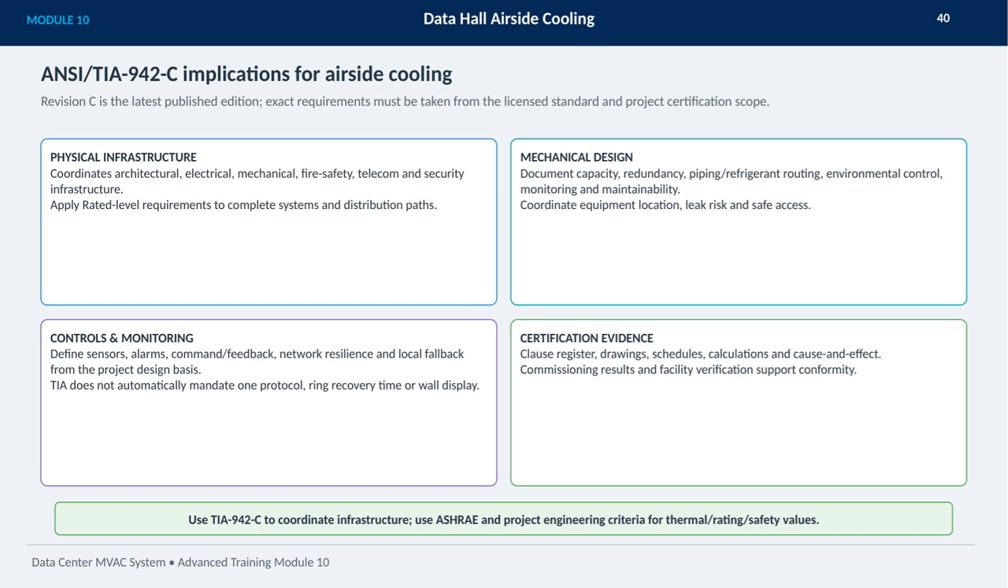Keep in mind, the TIA standard does not mandate a specific protocol, ring recovery time, or wall display, leaving some flexibility here. Certification evidence is crucial, including maintaining a clause register, detailed drawings, schedules, calculations, and cause and effect analysis. Commissioning results and facility verification play a key role in demonstrating conformity. Finally, use TIA 942C primarily to coordinate infrastructure components, but rely on ASHRAE guidelines and specific project engineering criteria for thermal performance, rating, and safety values. This approach ensures a balanced and comprehensive design.